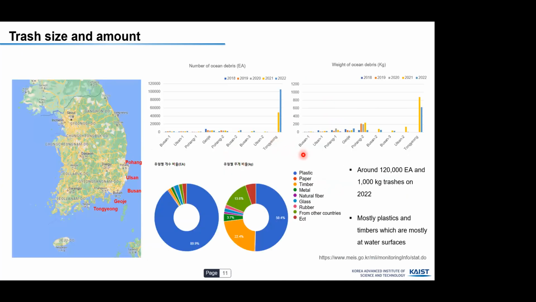And we also found that most of the debris in this area was plastic, as you can see here, which is half of the graph. So blue is plastic, and timber is in yellow here. This is important data, because plastic and timber are mostly at the water surface, so it's going to be important data to scale our devices.